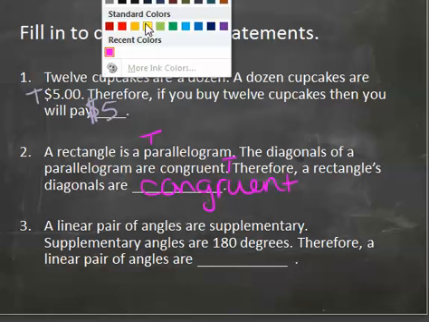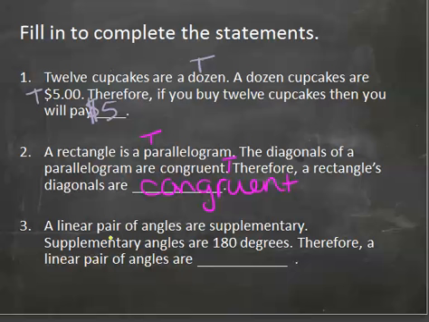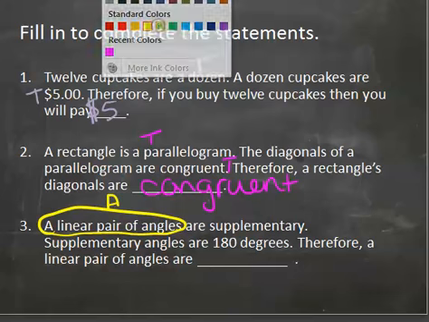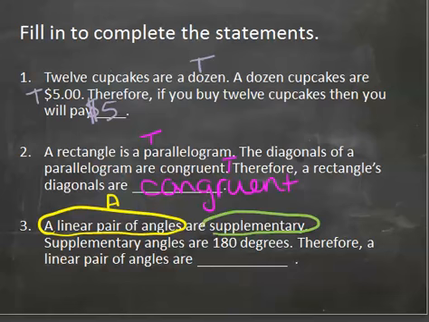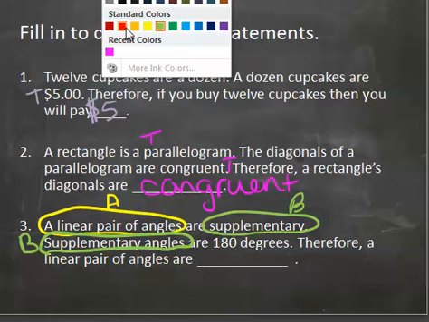This last one I'm going to line up a little differently for you. I'm going to dissect the A then B. A linear pair of angles are supplementary. So this would be our A, then our B. Then supplementary angles, that's what we're talking about again, so that's going to be our B as well. Are 180 degrees. That's going to give me my C.